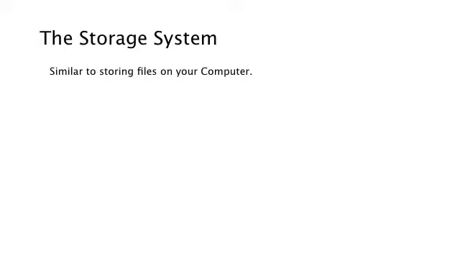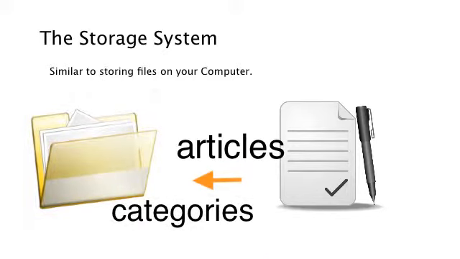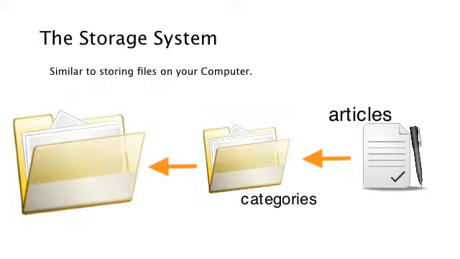The same principles apply to Joomla. You create content items called articles, which are a bit like files on your computer. These items are stored in categories, which are a bit like folders. You can create categories within categories, which is called nesting. Keep in mind it's important to keep this system simple and practical, so it's easy to manage and find items.